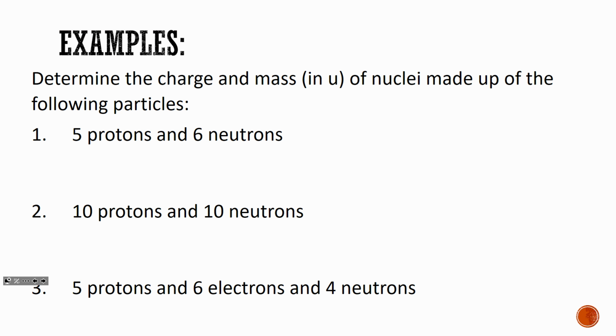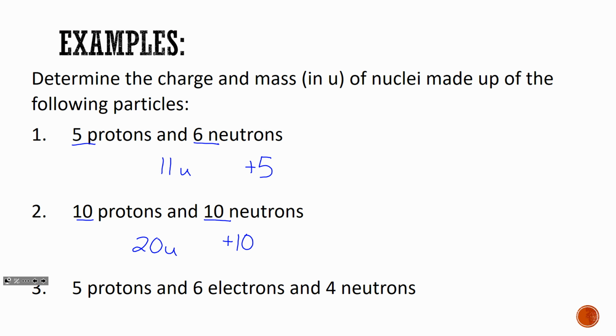All right, so determine the charge and mass in U of the nuclide made up of the following particles. To find the mass, all you have to do is add the protons and the neutrons. So that's 11 U for this. And it didn't tell me anything about any electrons, so I'm going to say this is a +5 because there are no electrons to balance the protons. On the next one, 10 protons, 10 neutrons, so we've got 20 U. And the charge here, again, it didn't mention any electrons, so it's going to be +10.